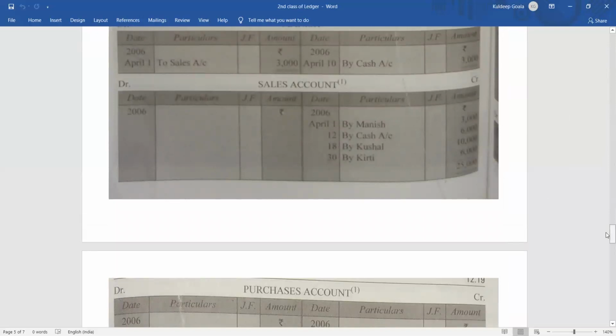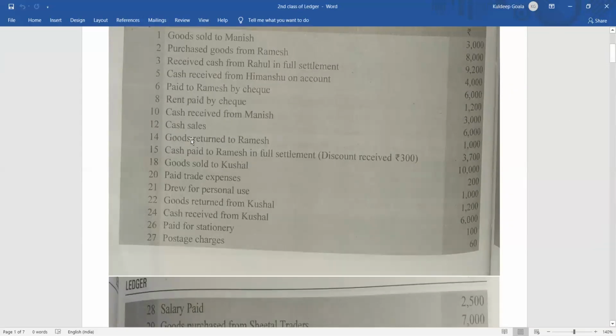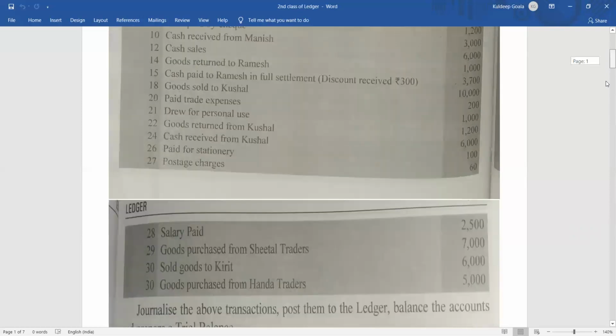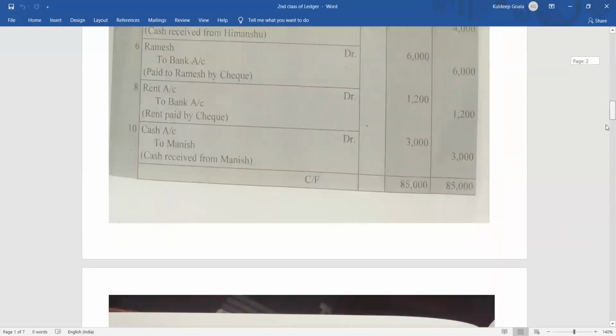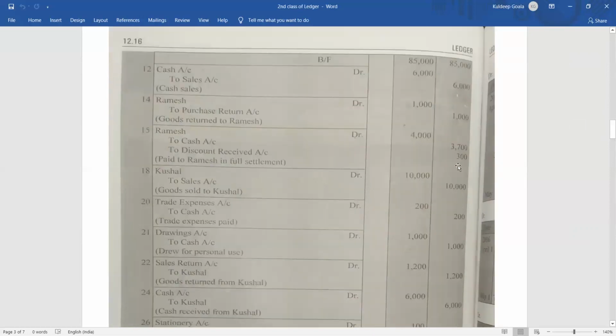Got it? Okay. Then coming to the next transaction, goods returned to Ramesh 1000. So Ramesh debit to purchase return, isn't it? Ramesh debit to purchase return or return outward. So Ramesh debit to purchase return 1000. What is the journal entry? You can say return outward also. So purchase return is credited and Ramesh is debited. So go in the debit side of Ramesh. What will you write? To purchase return, isn't it?